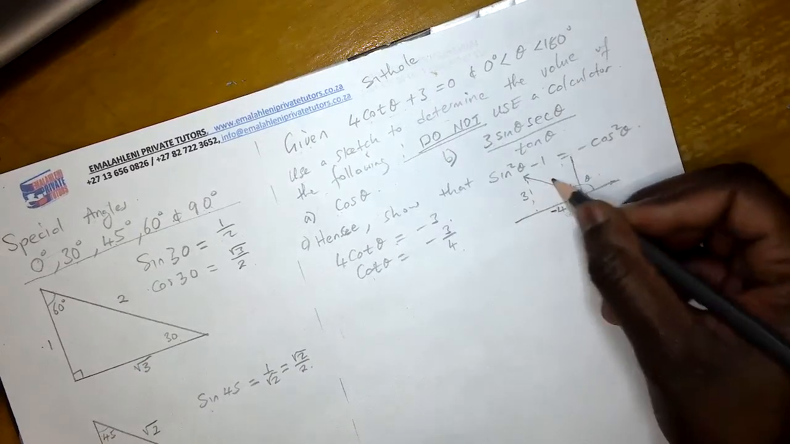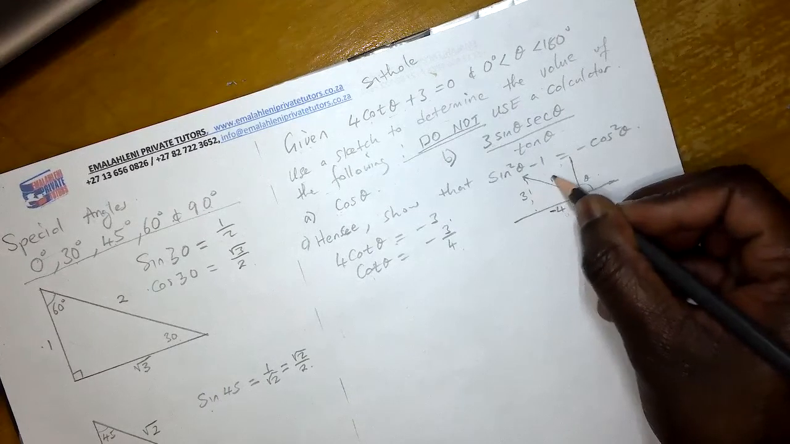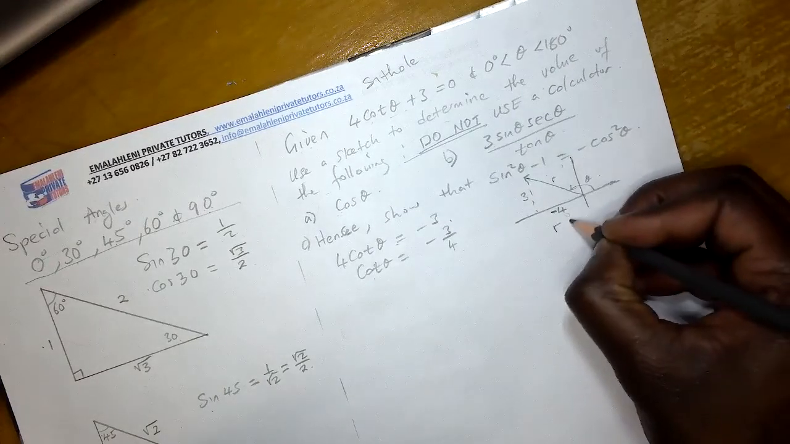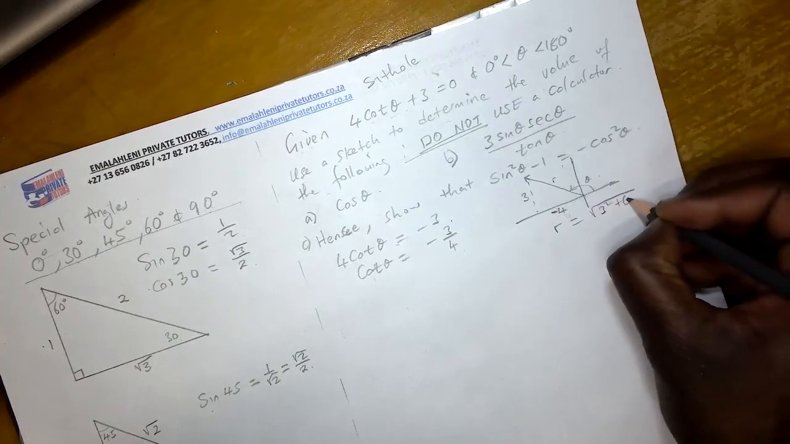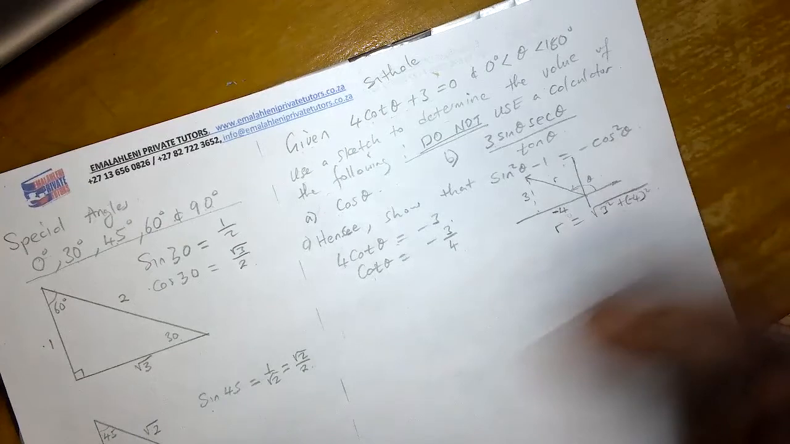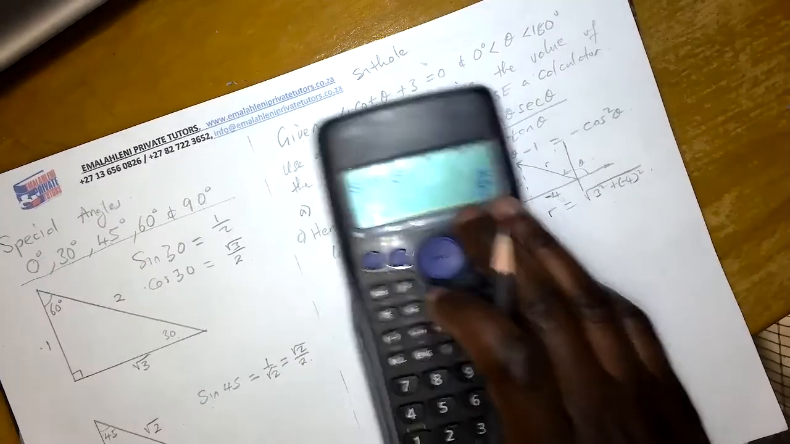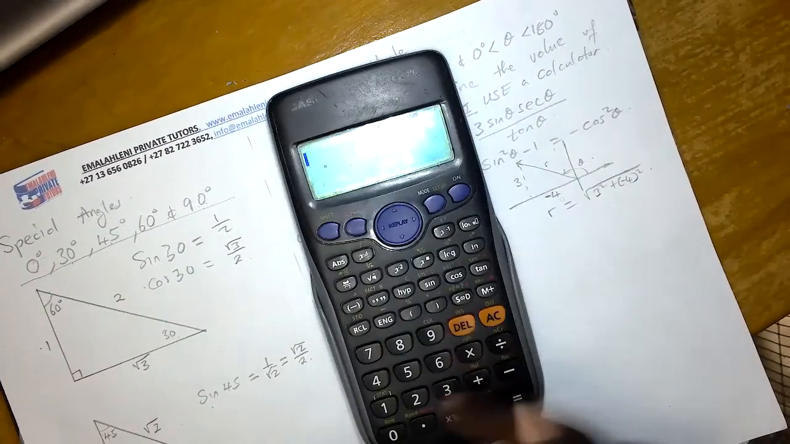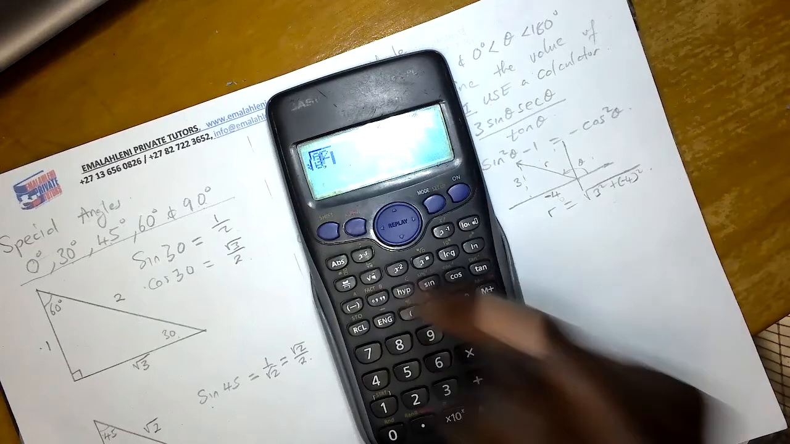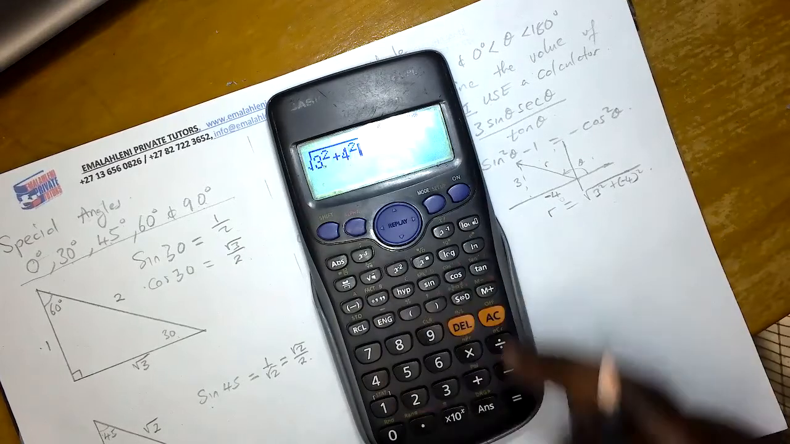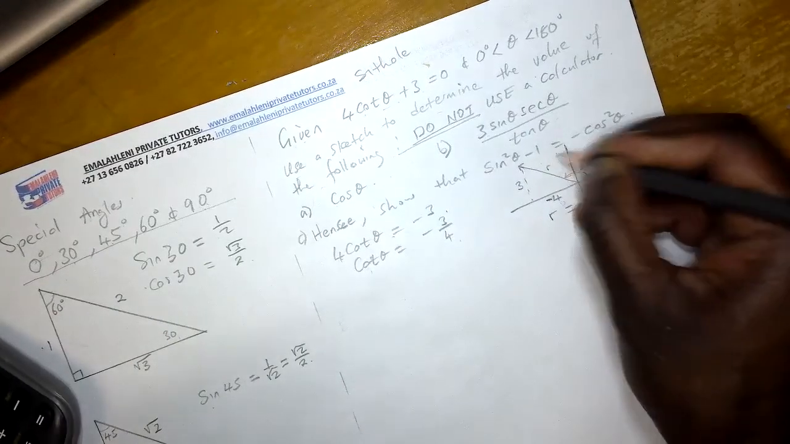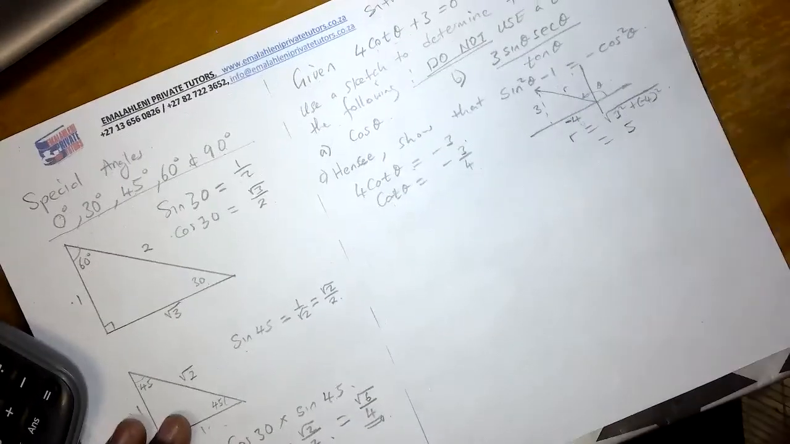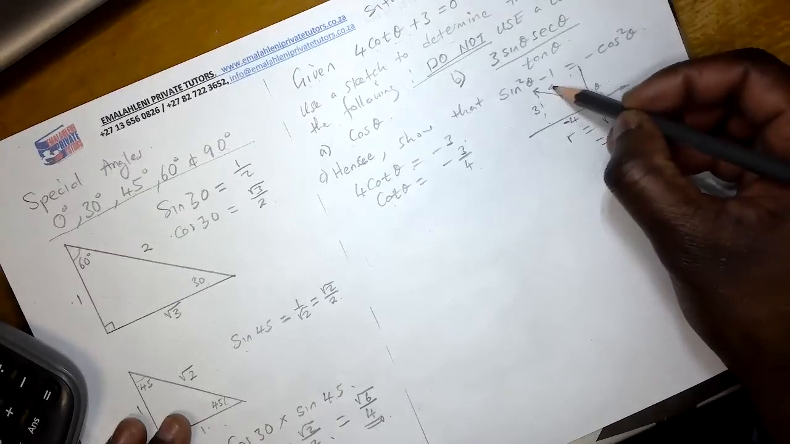Then to get the hypotenuse, which is r, r is equal to root of 3 squared plus -4 squared. What do we get there? We get root of 3 squared plus 4 squared, we get 5. So it means that r is 5. Now you've got all the sides, which is 5 here.